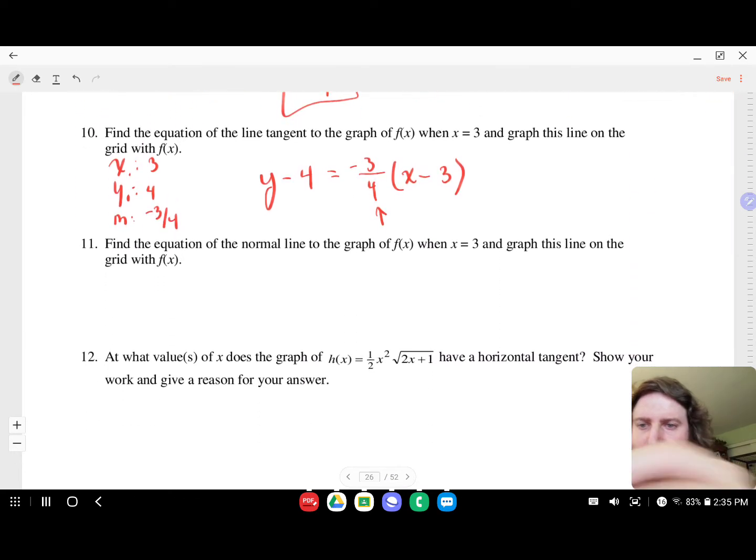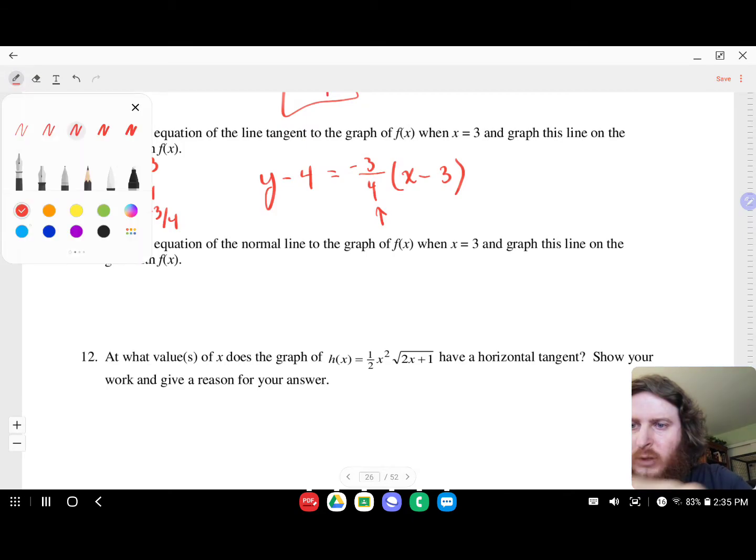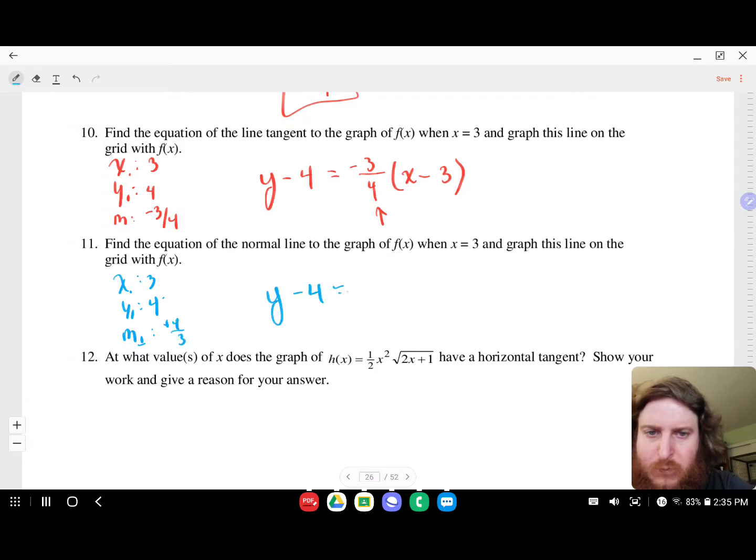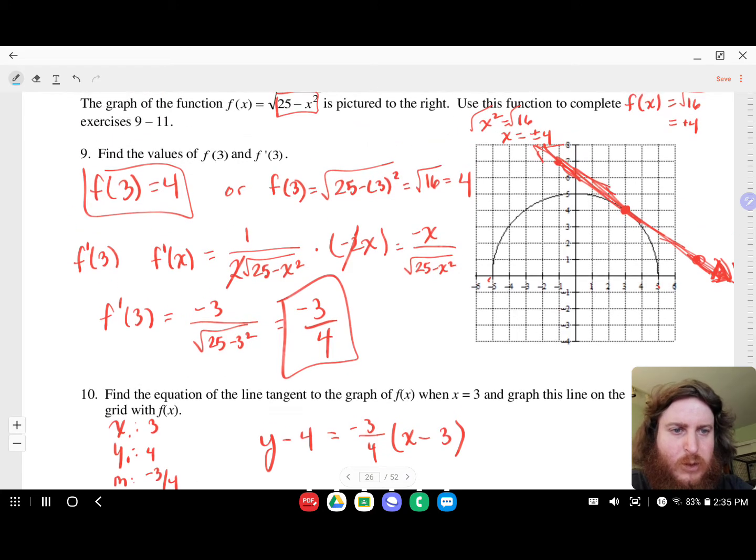Okay, next one, find the equation of the normal line. So normal line, same process, except now x1 is still 3, y1 is still 4. It intersects at that same point, but the m is going to be the perpendicular. So positive 4 over 3. So y minus 4 equals 4/3 (x minus 3). We're going to start off at that same point, (3, 4). But now we're going to go up 3, up 1, 2, 3, over 1, 2, 3, 4. Or down 3, left 1, 2, 3, 4.